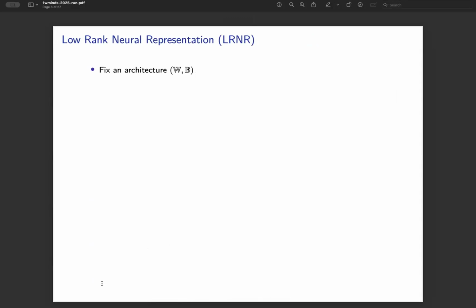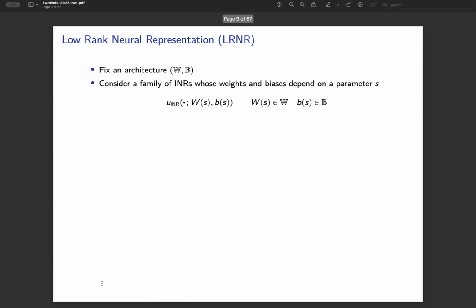Okay, so let me introduce what learners are. We'll fix the architecture, so the dimensions of the weight matrices and the biases are now fixed. And we're going to focus on a certain parametrized family of weights and biases. Rather than allowing these W's and B's to be arbitrary, we're going to make them dependent on some external parameter S.